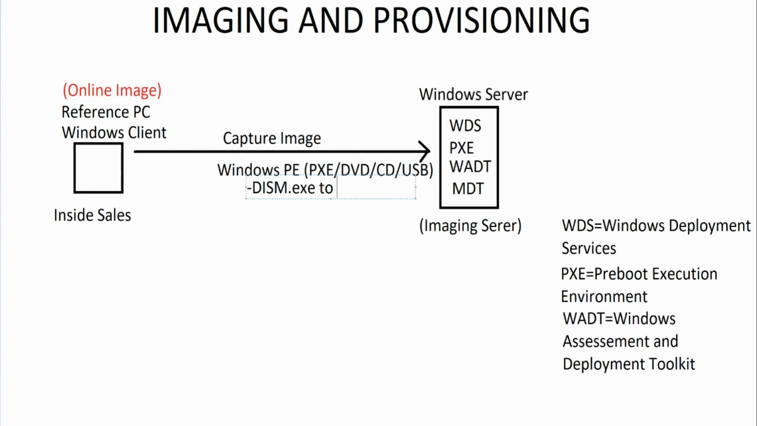dism.exe to capture the image. So dism.exe is a command line tool that's inside the Windows PE environment that's going to let me basically capture this image. All right, and then what will happen is you store that image inside of an image file. Okay, now in this case, we'll just call this image file sales.wim. Now that, what you see there, that is what we call an offline image. Okay, so when it's captured in a file, it's called an offline image.